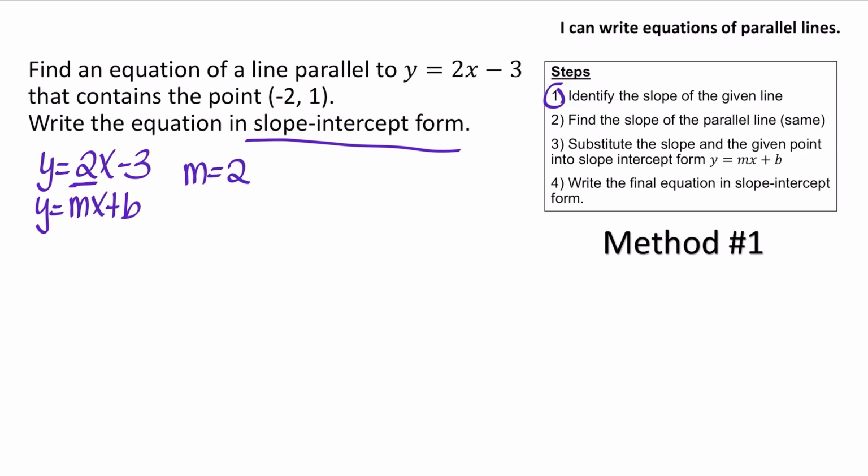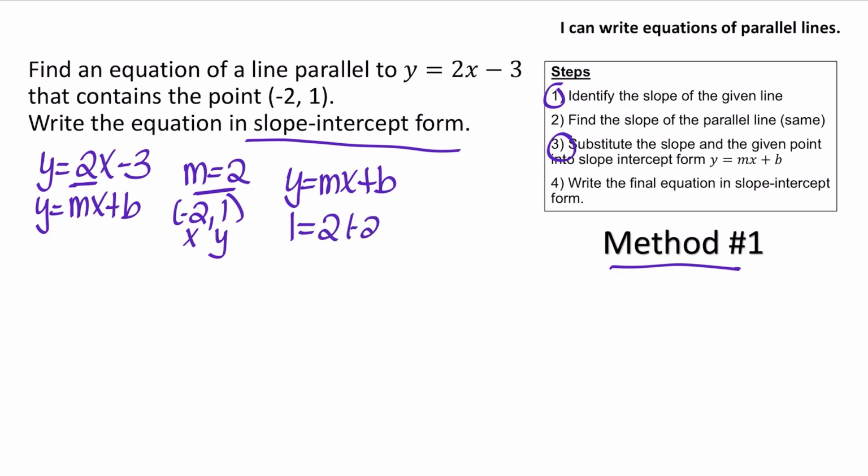Now the slope of a parallel line is also going to be the same because parallel lines have the same slope. So I'm going to use method number 1, slope-intercept form. I'm going to go to y = mx + b and plug in this value of m along with the point that I'm given. The point tells me an x value and a y value. So I have 1 = 2 times -2 + b. So 1 = 2 times -2, which is -4, plus b. Now I need to solve for b, so I'm going to add 4 to both sides.